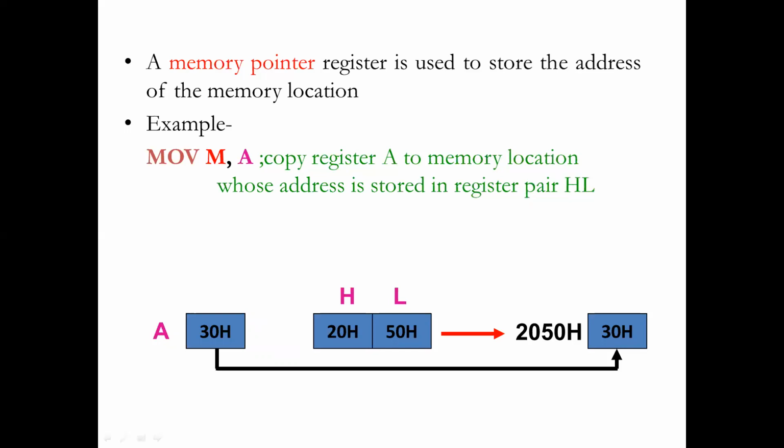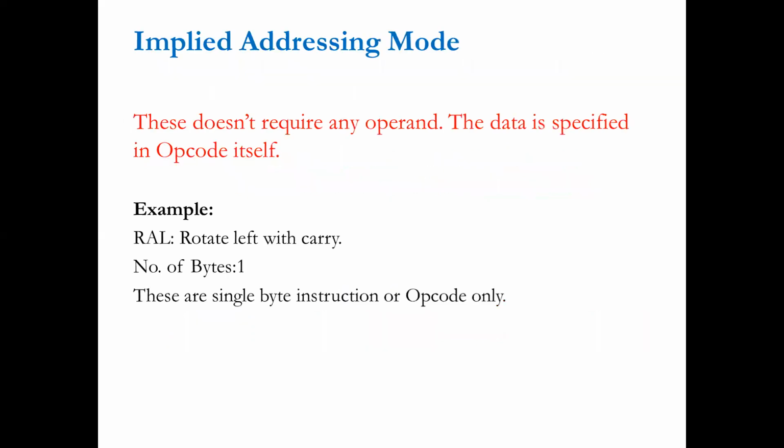Here, at first, the content of A is 30H, the content of the accumulator. It goes to the memory location 2050H, pointed to by the HL register pair. 2050H is the memory address and HL is the register pair. This is the indirect addressing, register addressing mode.